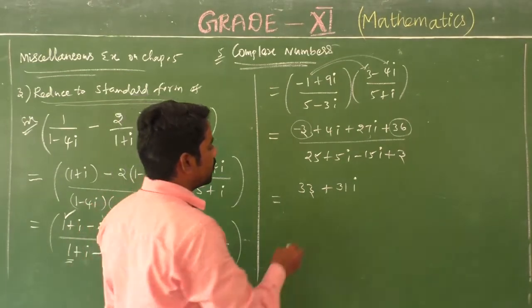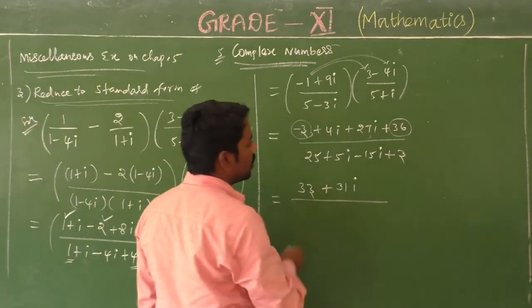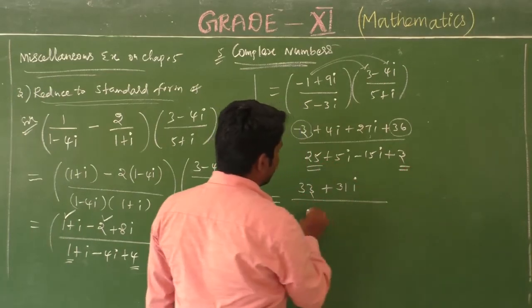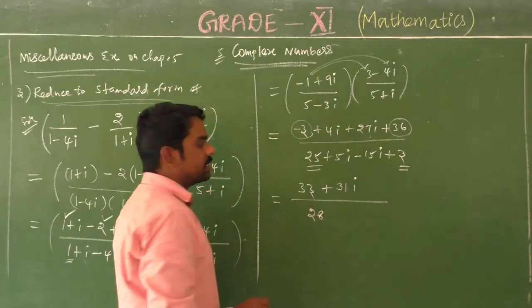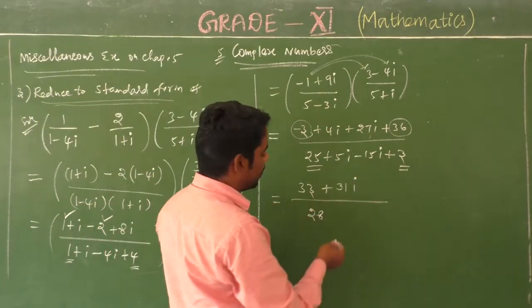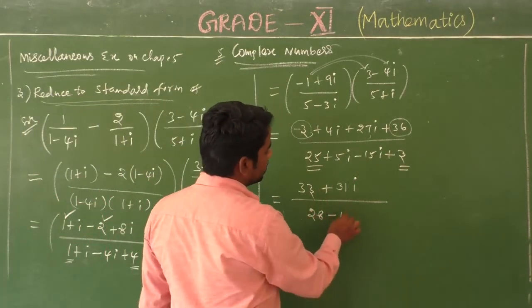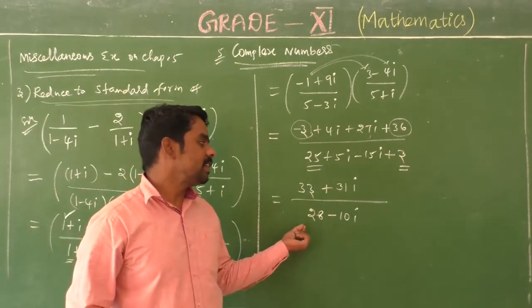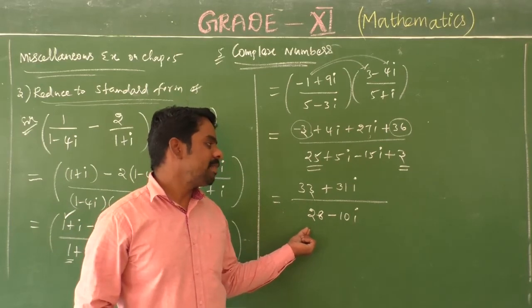Divided by 25 plus 3, which is 28, and 5i minus 15i is equal to minus 10i. So we get (33 plus 31i) divided by (28 minus 10i).